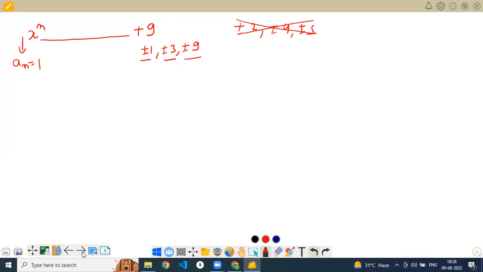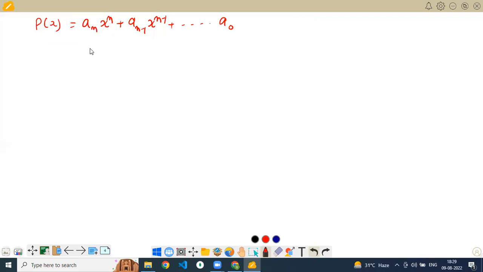Now come to the next topic. If I say p of x is a polynomial, similarly like a_n x^n + a_(n-1) x^(n-1) + ... + a_0, that is a polynomial of degree n.